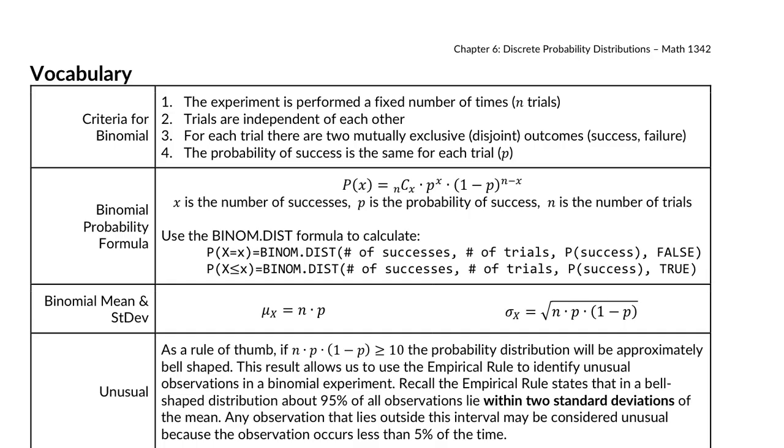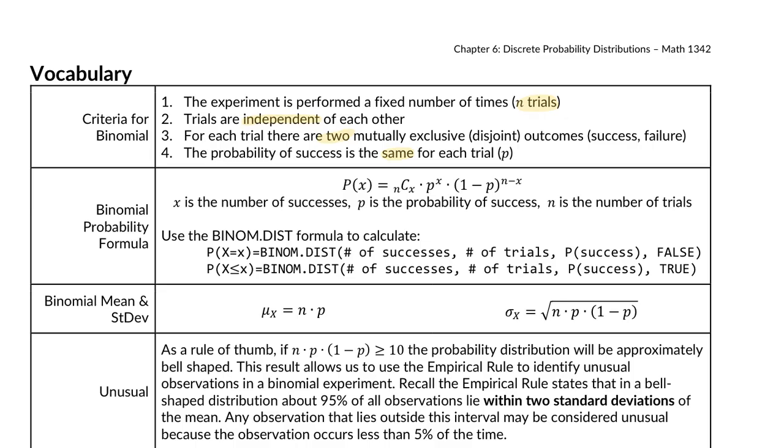Putting all this together in our vocabulary section, again, we've kind of talked about all of this. The criteria to call something a binomial, the 4 criteria, are a fixed number of trials, independence of the trials, 2 mutually exclusive outcomes, just 2, and the probability of the success has to be the same for each trial. If we can say yes to those 4 questions, trials, independence, 2, and the same probability, then we can use the formulas we learned today.